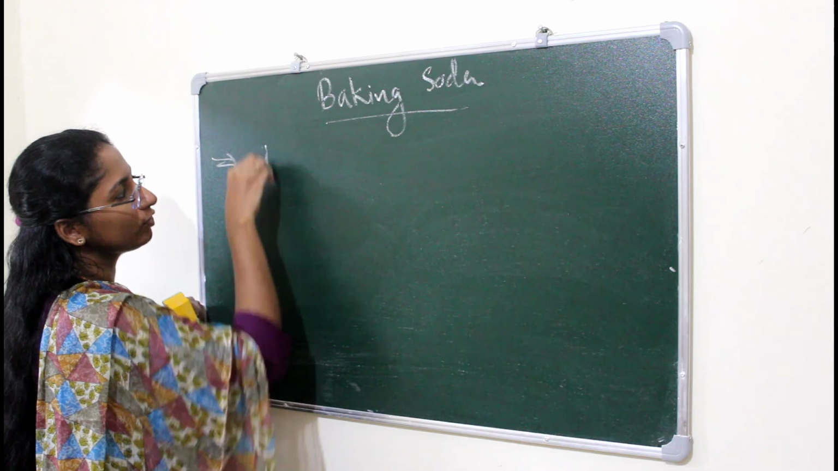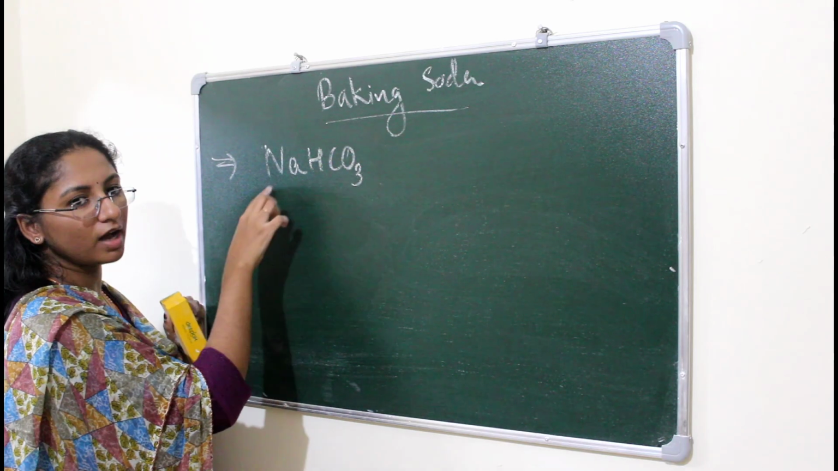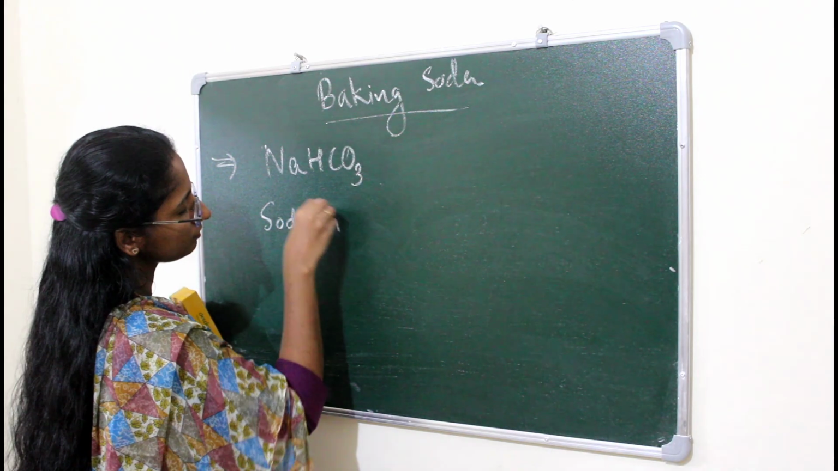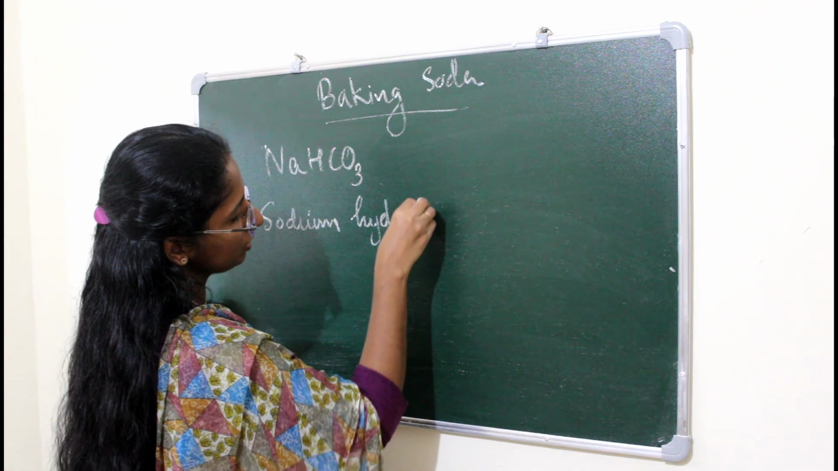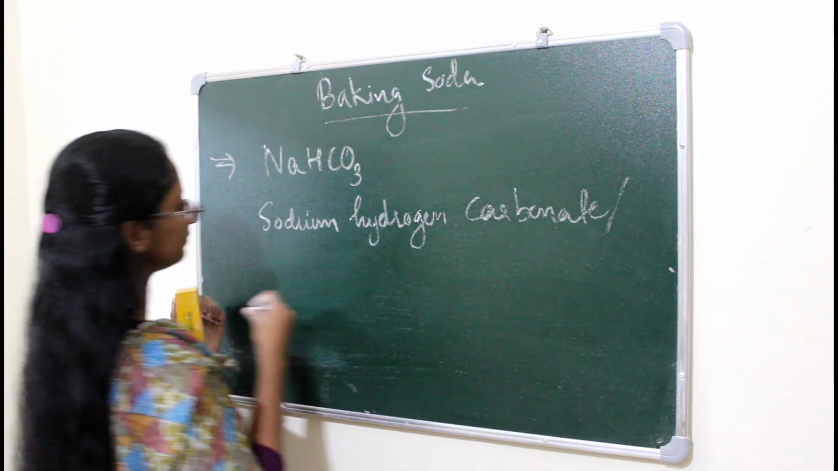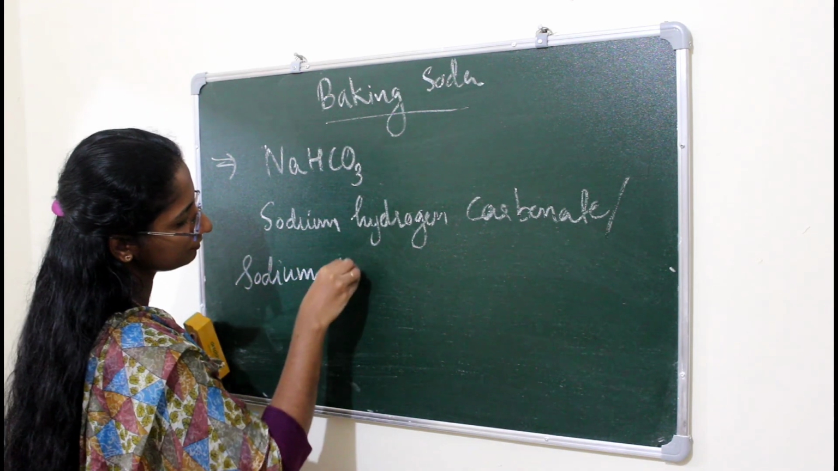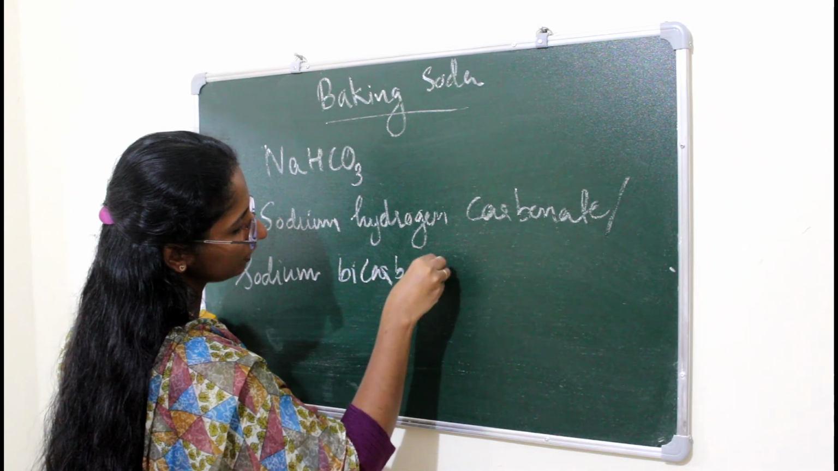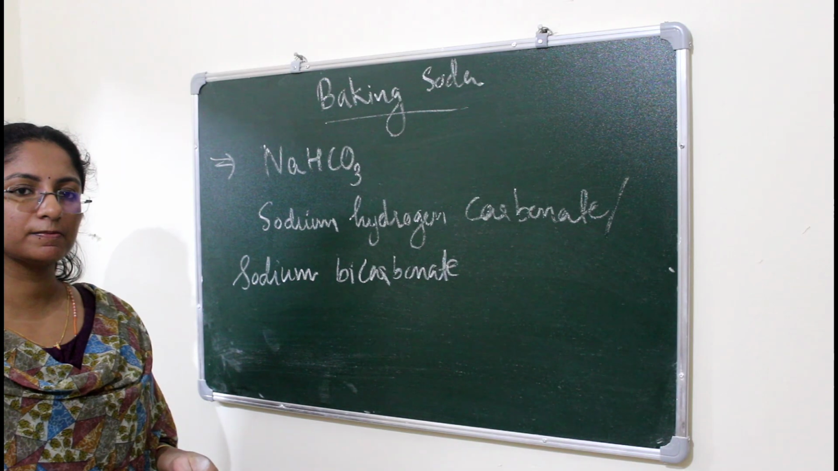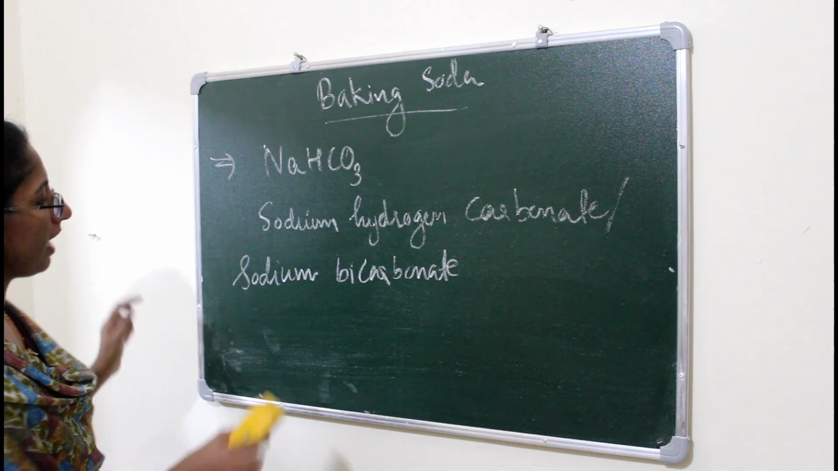What is the chemical formula of baking soda? NaHCO3. Sodium hydrogen carbonate or sodium bicarbonate. So how can we prepare this baking soda from the previous products? Here we can take sodium hydroxide.